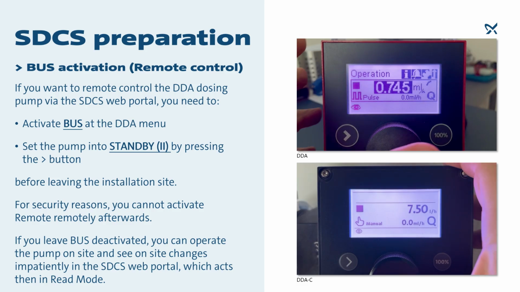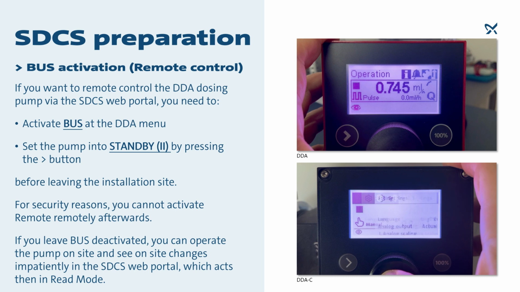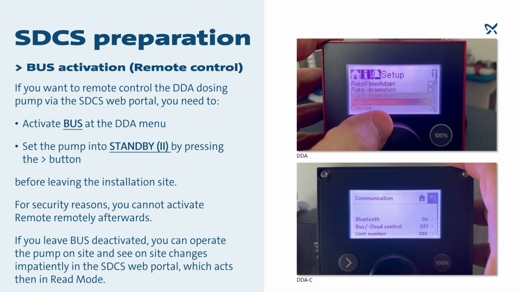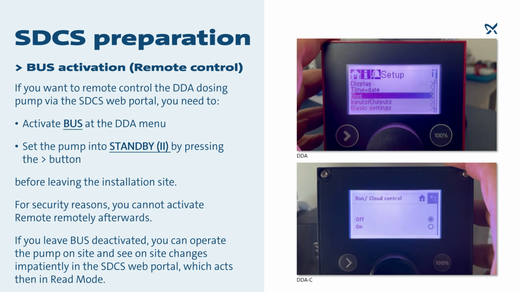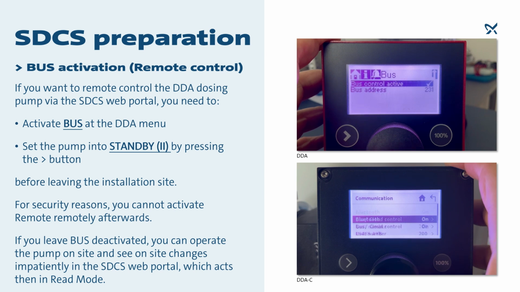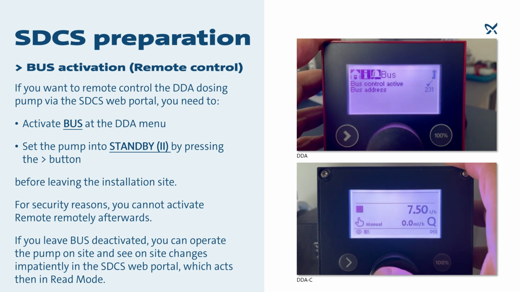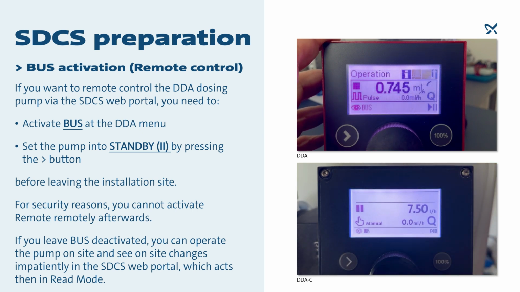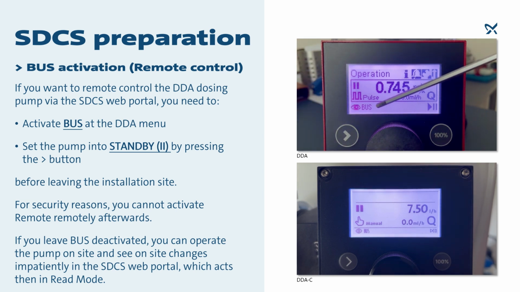If you wish to remotely control the DDA dosing pump via the CHEMPAIRING web portal, you need to activate bus in the DDA menu and set the pump to standby before leaving the installation site. For security reasons, you cannot activate remotely. If you leave bus deactivated, you can operate the pump locally, and on-site changes to the dosing pump are immediately displayed in the CHEMPAIRING web portal, which then operates in read mode.